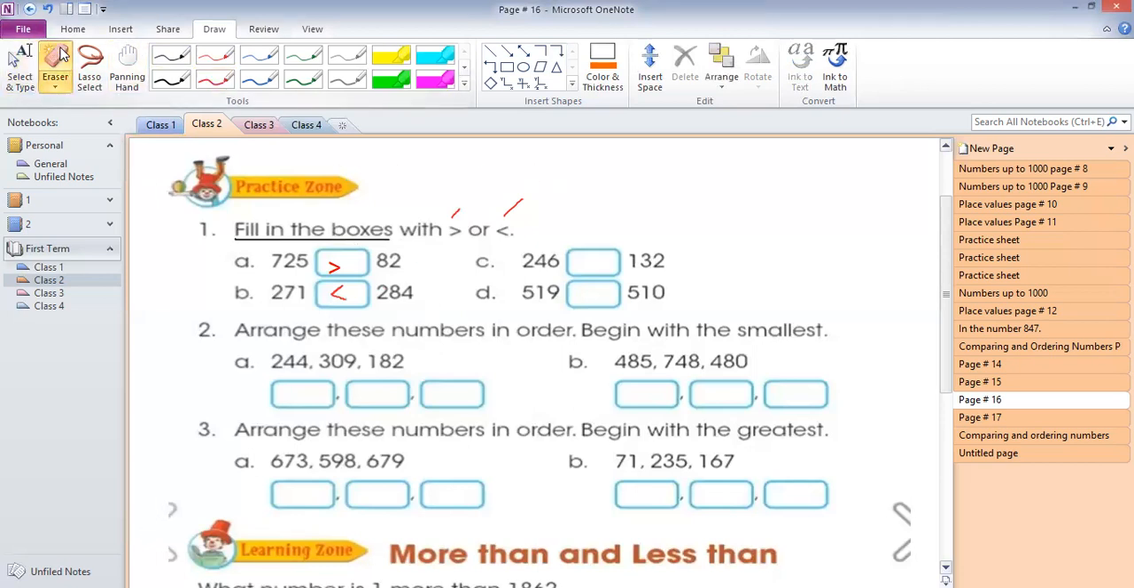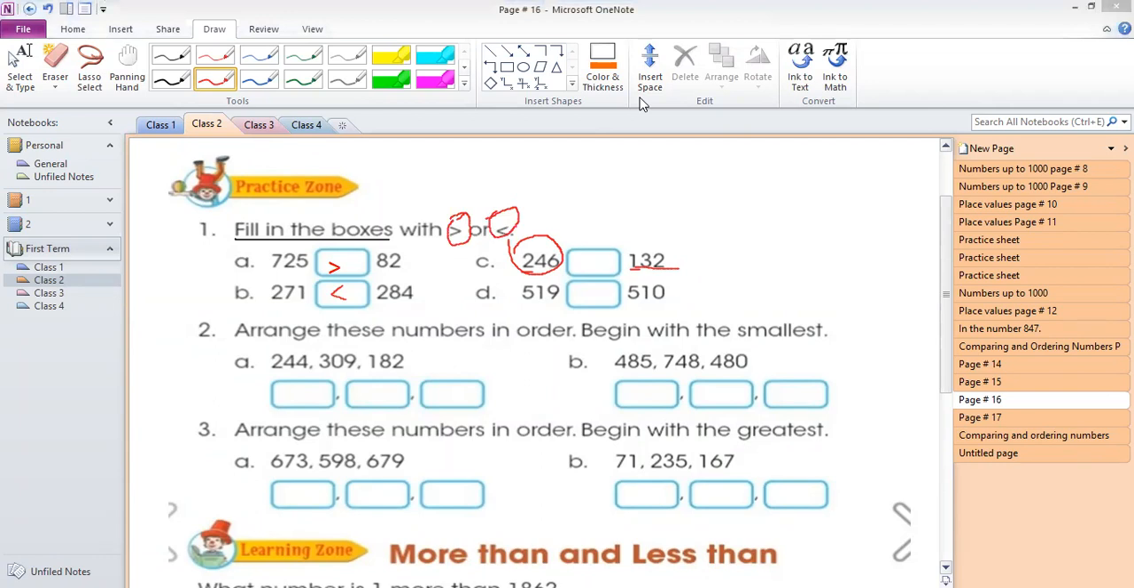All right. Now we will come to C. 246 and 132. So guys, here which is bigger? You need to check again. You will compare the hundreds, 200s and 100s. So 100 is smaller. 200 is bigger. That means 246 is bigger than 132. So guys, tell me now which sign should I put here? This sign and this sign. Answer me in the chat box first.